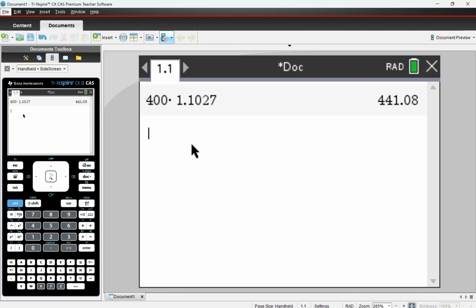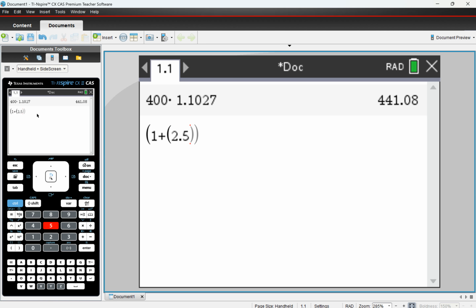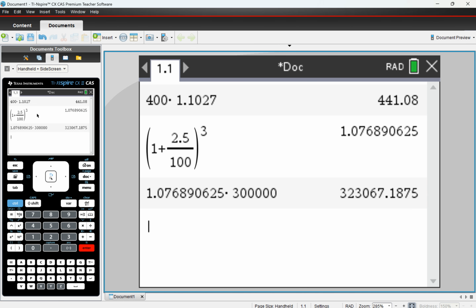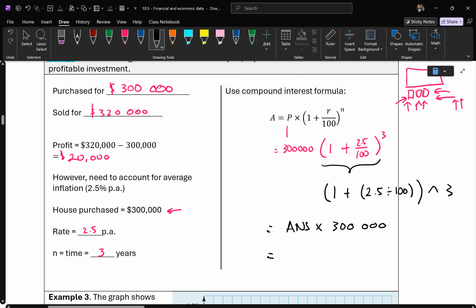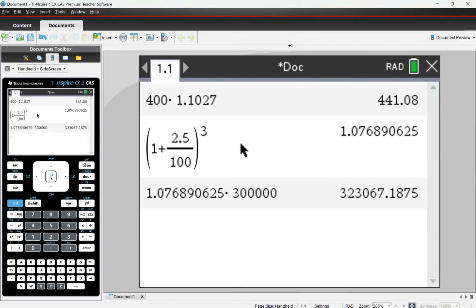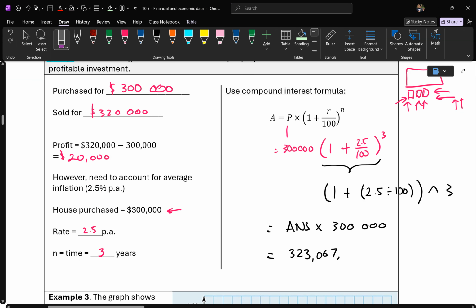But in my case, I've got this calculator, so I can just do 1 plus bracket 2.5 divided by 100, close brackets, and then power 3. Here's my answer. Times that by 300,000. And you get 323,067.19. Just rounding it off to 2 decimal places.